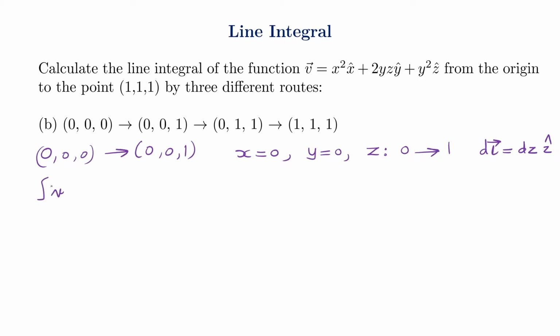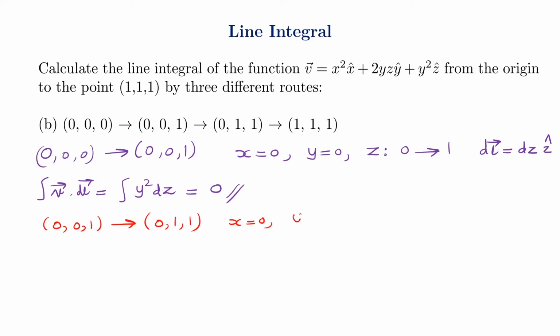Therefore, integral v dot dl is equal to integral y square dz, and since y equal to 0, this is equal to 0. In going from 001 to 011, we have x equal to 0, y changes from 0 to 1 and z equal to 1.